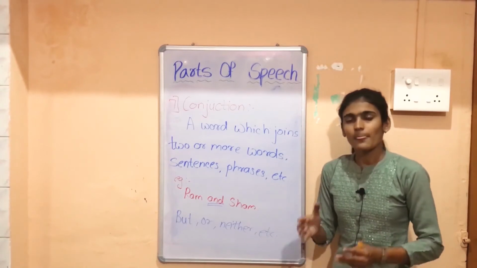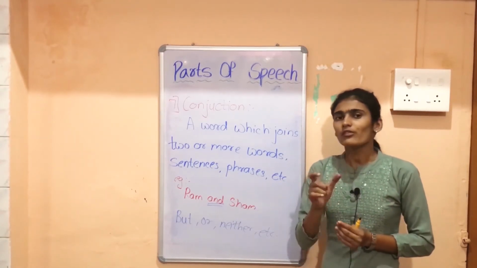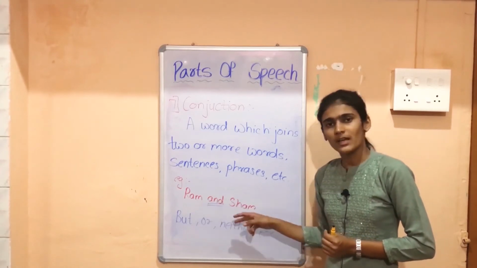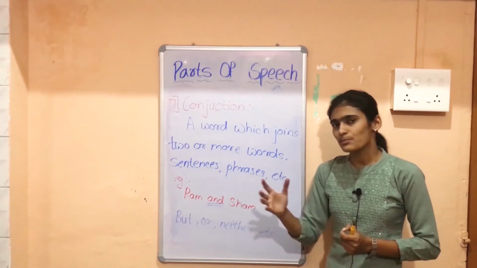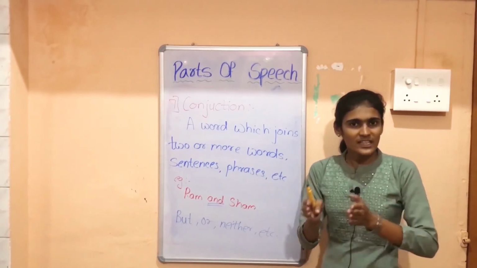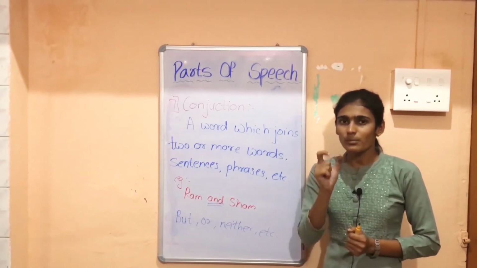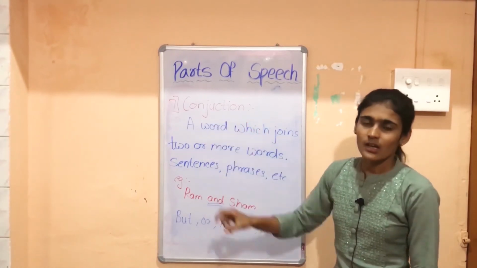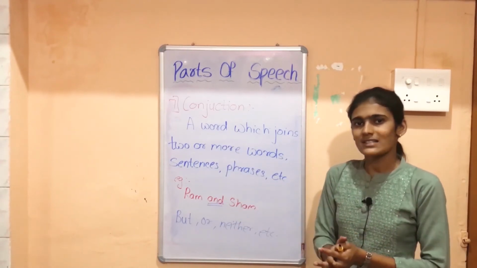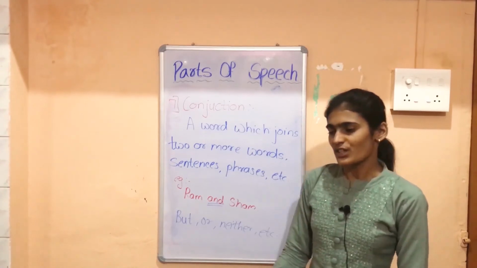For example, Ram and Sham. Ram and Sham are different from each other. But when we make use of and, both become together. Similarly, Mumbai is a good city, but it is polluted. Mumbai is a good city is different and it is polluted is different. But when we make use of but, it becomes together. Means what is meant by conjunction? A word which joins two or more sentences and makes them a single sentence is known as the conjunction.